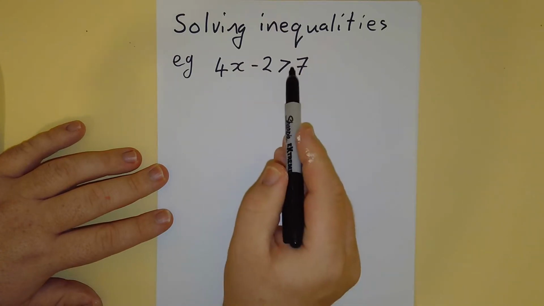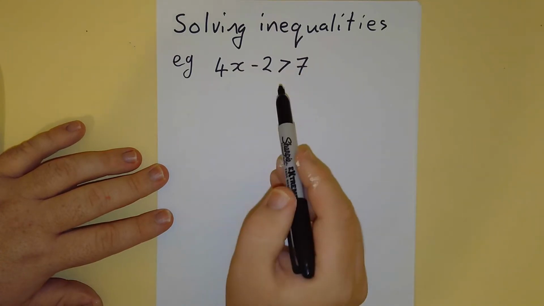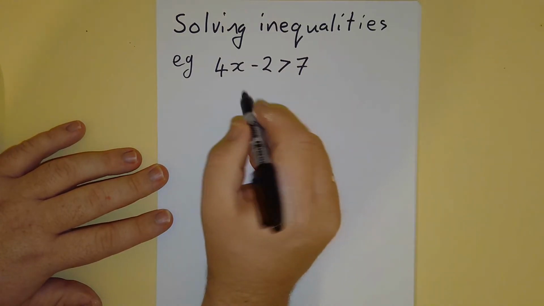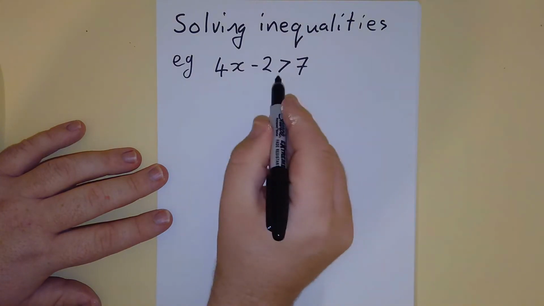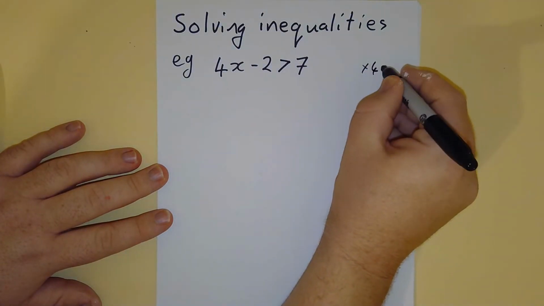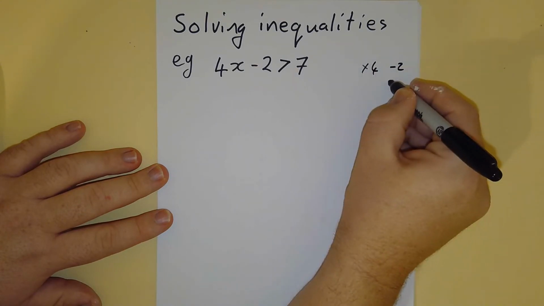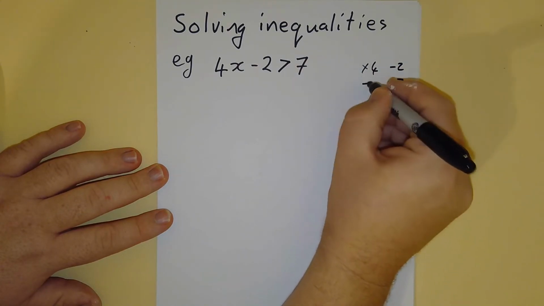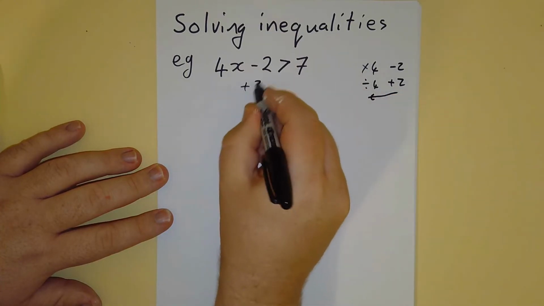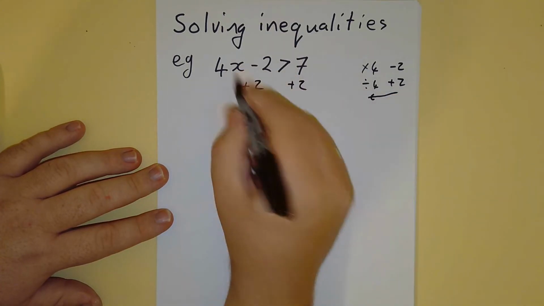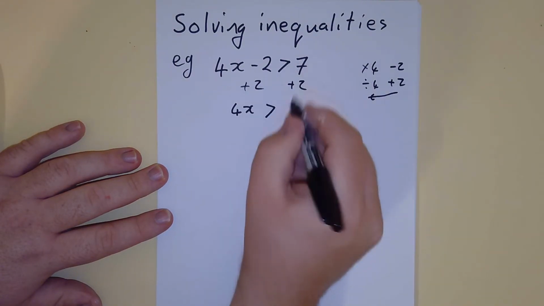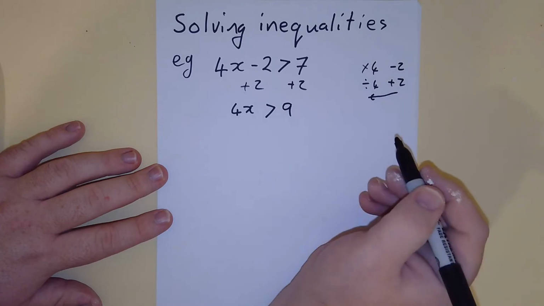So what we're going to do here is just solve it as if this was an equals. I'm going to treat this exactly like it was an equals. There's one little exception which won't come up in this one, and I'll talk about it in a moment. For this one, I'm going to look at what's happening to my x. Well, I'm timesing by 4, I'm minusing 2. The opposites are plus 2, divide by 4, in opposite order. So plus 2, plus 2. Over here I get 4x, still greater than, and now 9.